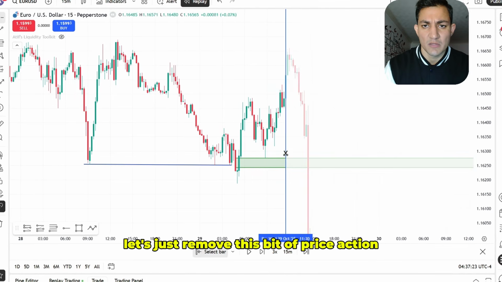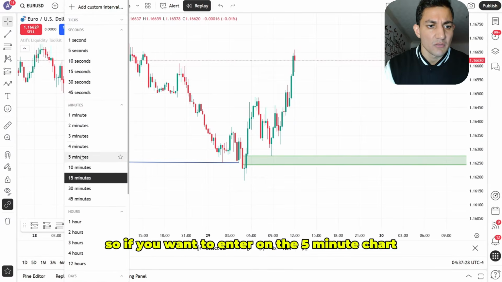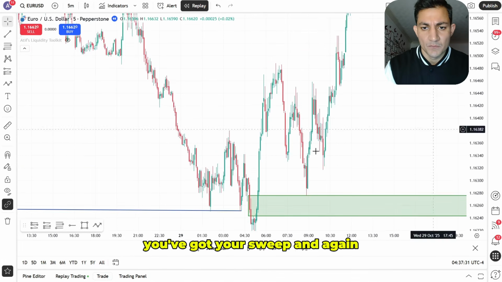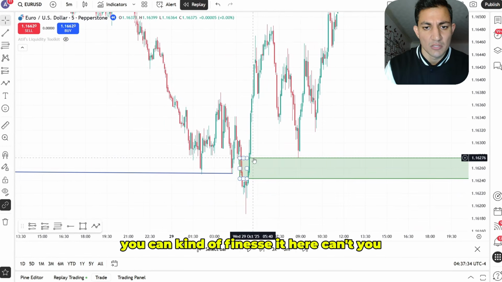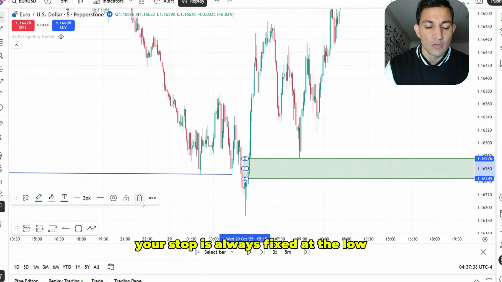Let's just remove this bit of price action because it's going to be hard to see what we're actually talking about. So if you wanted to enter on the 5-minute chart, pretty simple, self-explanatory. You've got your sweep. And again, you can kind of finesse it here, can't you? With your entry, but your stop, let me just remove this. Your stop is always fixed at the low.